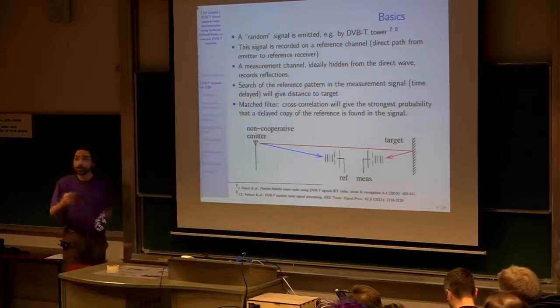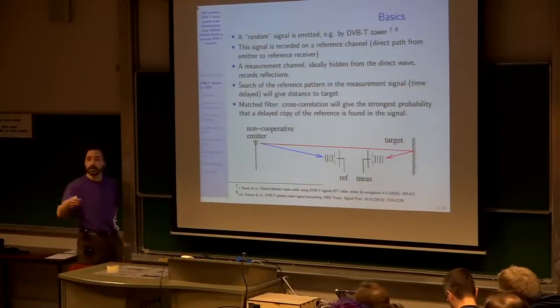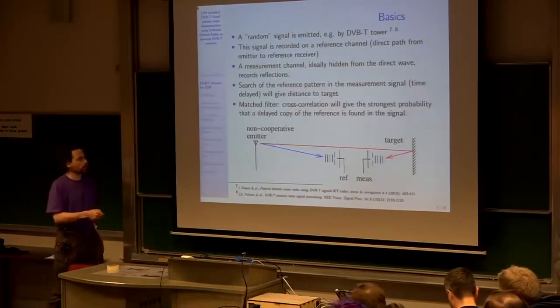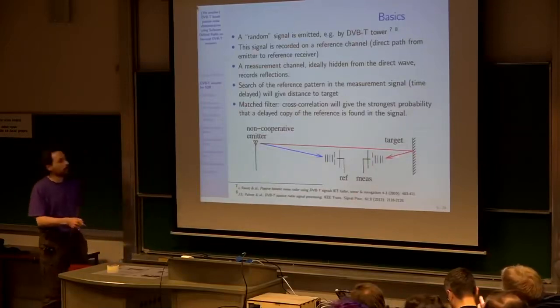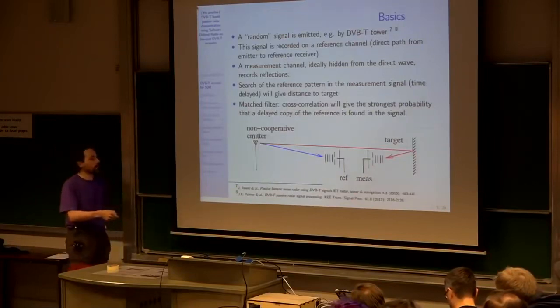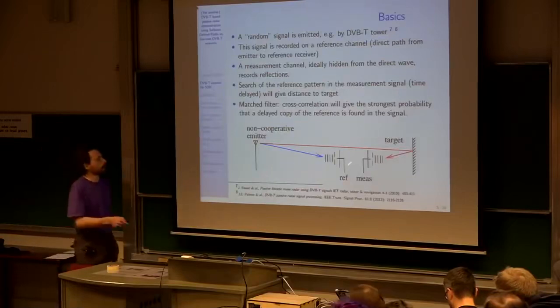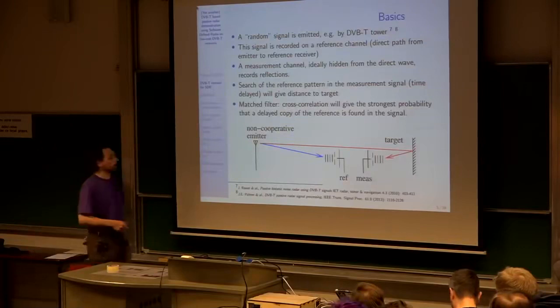Now, in this case, we don't know what the emitted signal is, because we have no knowledge about what the TV station is emitting. So in a passive radar, you need a reference measurement where you look at the direct wave from your non-cooperative emitter, and you look at the measurement signal from static or moving targets, and cross-correlating the reference with the measurement will give you the match filter and ability to detect targets in your return signal.